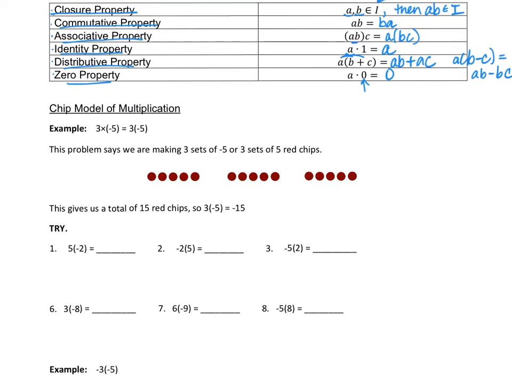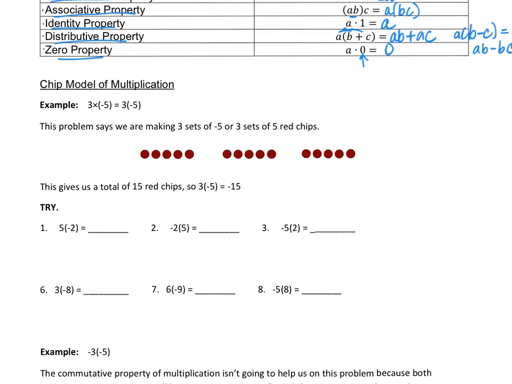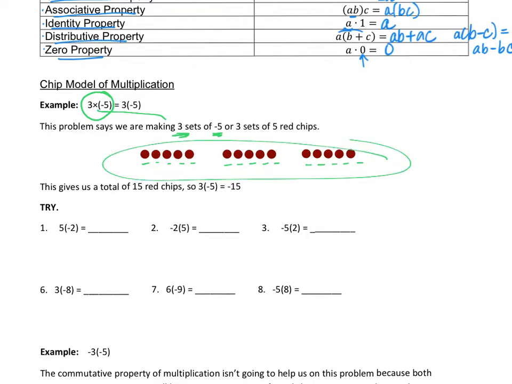So we're going to look at the chip model of multiplication. When we have this example here, 3 times negative 5, we can just say that this is making 3 sets or 3 groups of negative 5. Negative 5, we can represent as little minuses if you want, or it's already drawn for us, these little red chips. If you have 3 groups of 5, then all together we're going to have negative 15, because there's going to be 15 negatives now.